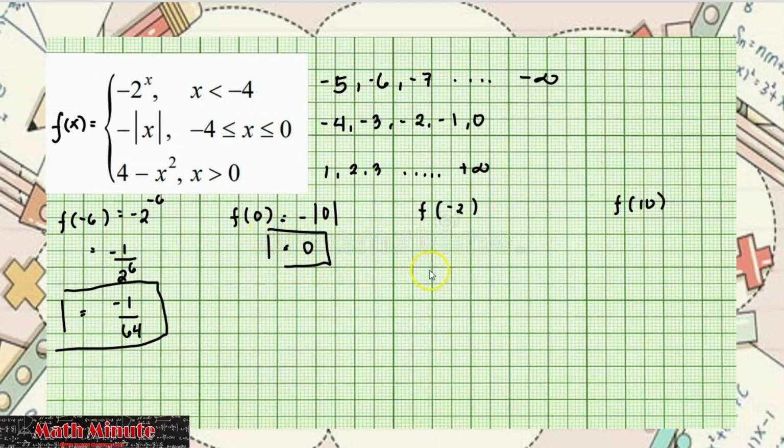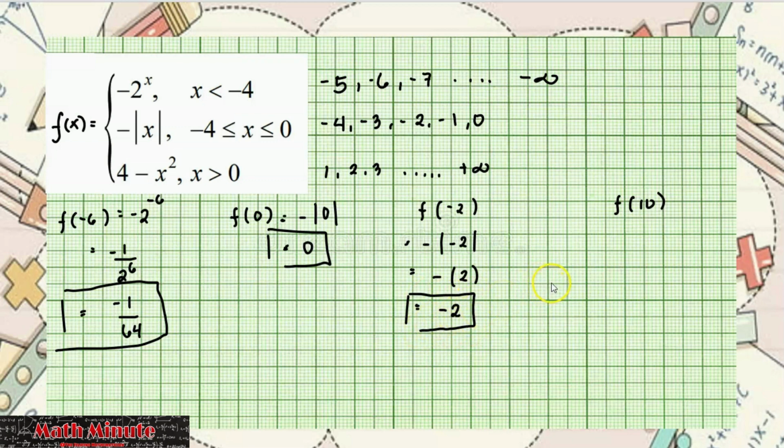Next will be f of negative 2. So f of negative 2 will be in between negative 4 and 0. So this will be equal to negative absolute value of negative 2. We know that the absolute value of negative 2 is positive 2 because we are talking about the distance of negative 2 to 0 and there is no negative distance. So this will be negative times positive 2 and negative times positive 2 would be negative 2. So f of negative 2 is equal to negative 2.